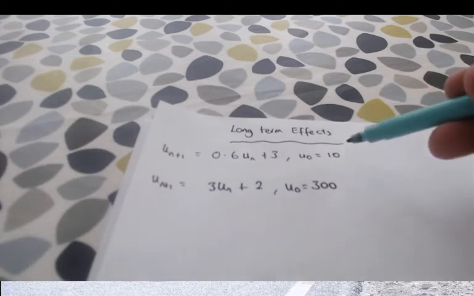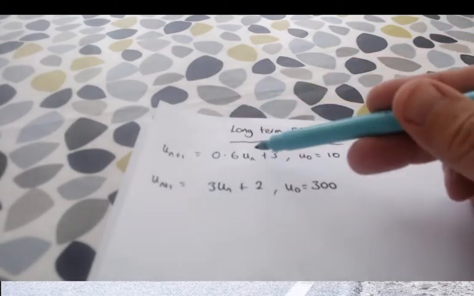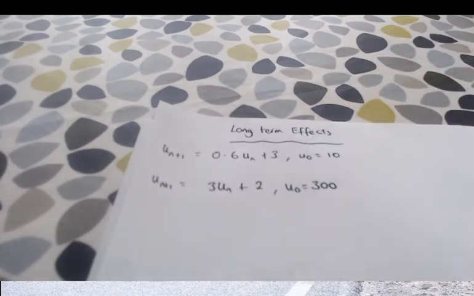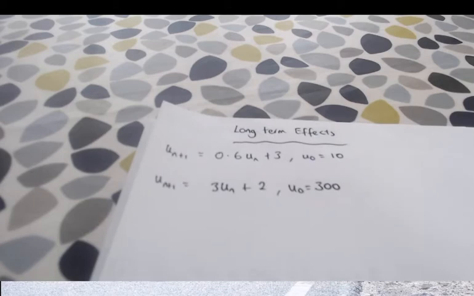Now, this top recurrence relation here, u(n+1) equals 0.6 un plus 3, where u0 equals 10. What I'm going to do is use my calculator to cheat and work out what u1 is and u2 and u3, and then we'll have a wee go at extending that. So remember, to use the calculator, hit 10, hit equals, then times 0.6 plus 3, hit equals. If you do that on your calculator, you should get that the next term, u1, equals 9.